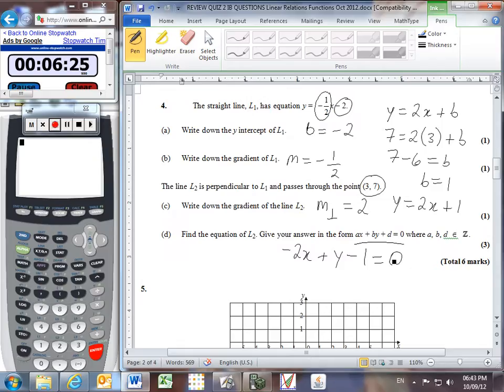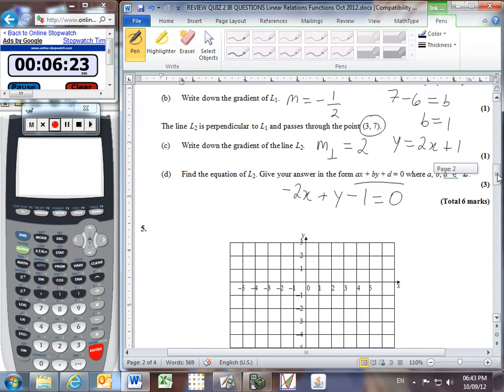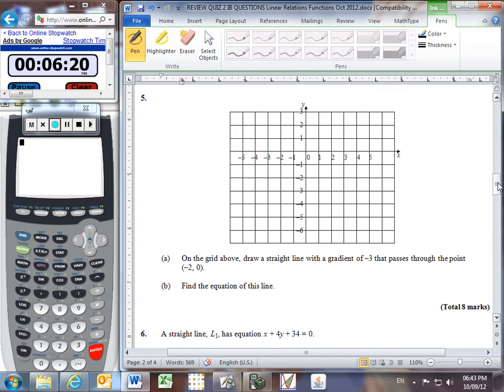There's our final equation. Number 5. On the grid, we're supposed to draw a straight line with a gradient of negative 3 that passes through the point (negative 2, 0). Well, there's (negative 2, 0). For it to have a gradient of negative 3, we know that the line's falling, and it will fall by 3 units every time we move forward 1 unit. That's a rise of negative 3 over a run of 1. And you can quickly see that the line that's forming looks kind of like that. So there's a sketch of the line.